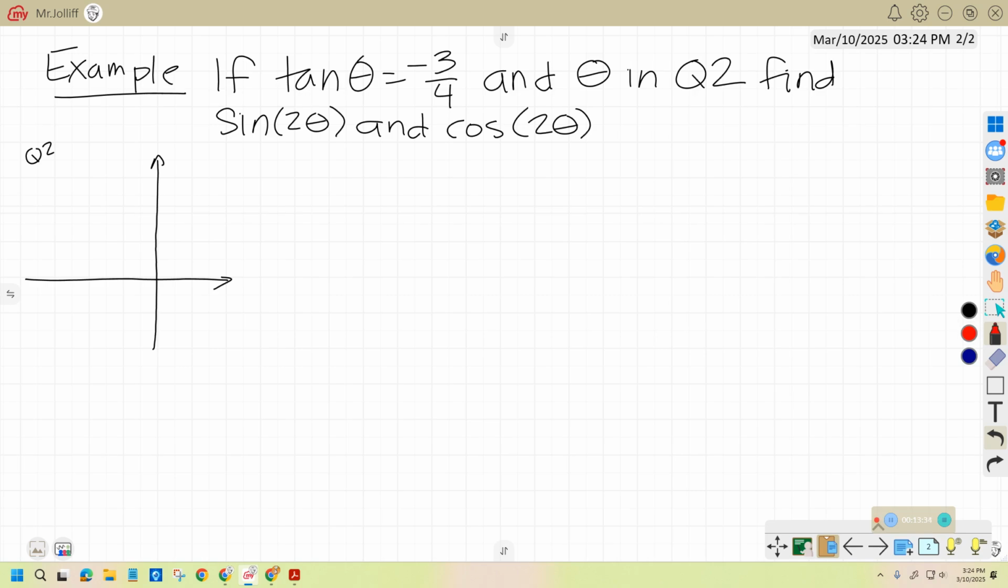I also know that tangent is sine over cos. And for ordered pairs on the unit circle, sine is my y, cos is my x. So they have given me the x and y coordinates of my point. Y is 3, X is 4. I'm sitting right here: positive 3, negative 4.